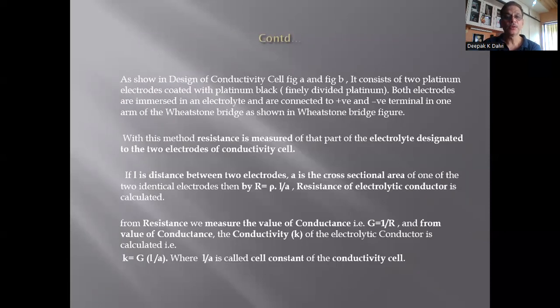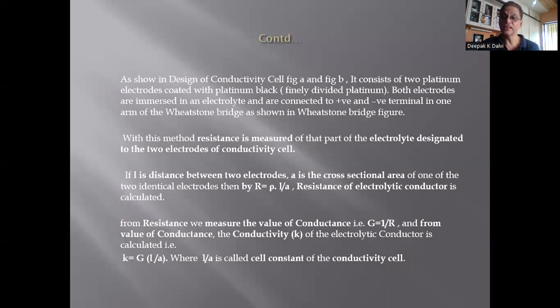How is it measured? See, if L is the distance between the two electrodes, the electrodes which are dipped in the electrolyte and then connected to a voltage source, and A is the cross-sectional area of one of the two identical electrodes, then we get the resistance, R equal to rho L upon A.